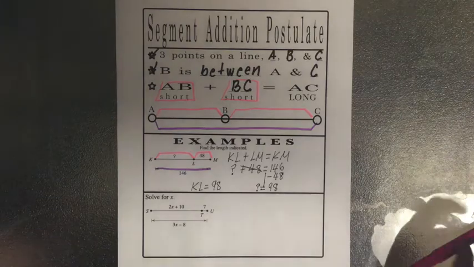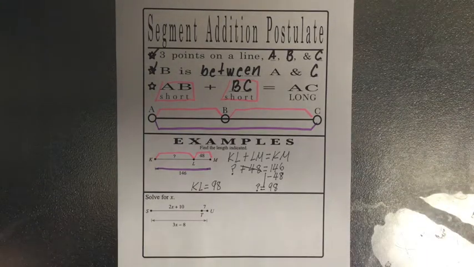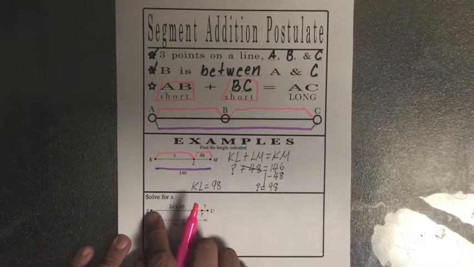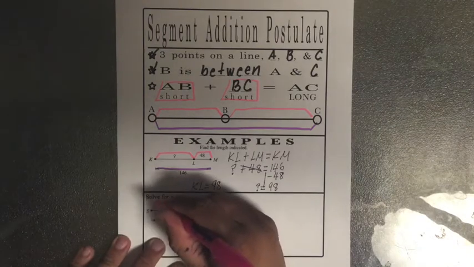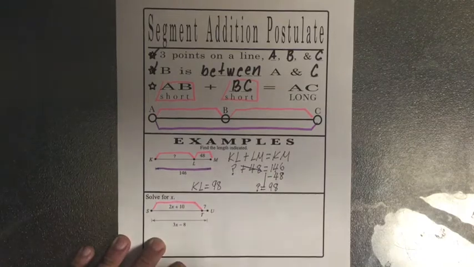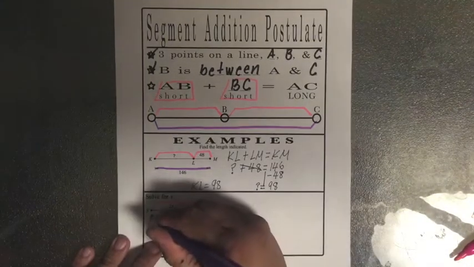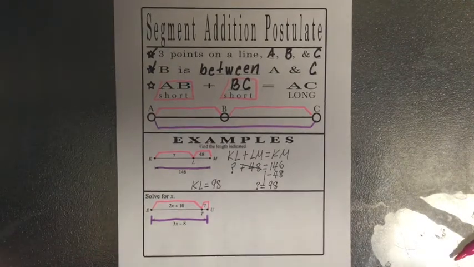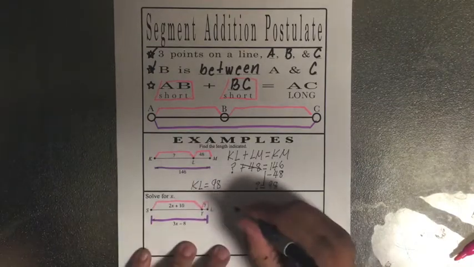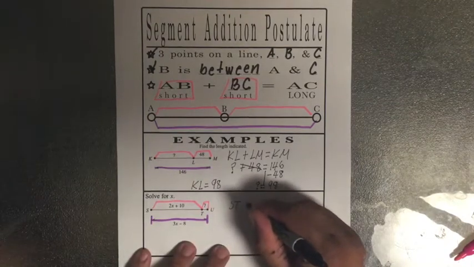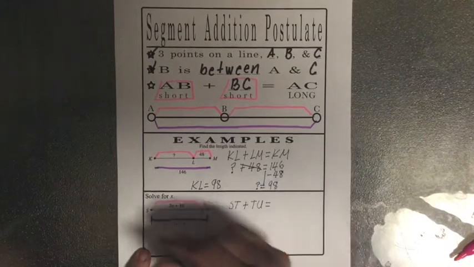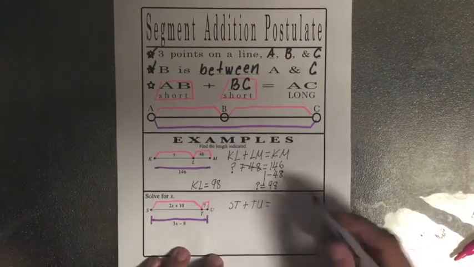Let's do the same thing for the second example. Although the second example says solve for x, the setup is exactly the same. We have S, T, U. From S to T is the first short segment. From T to U is the second short segment. And from S all the way over to U is the long segment. So what is the first short segment? S to T plus the second short segment, T to U, equals the long segment from S all the way to U.